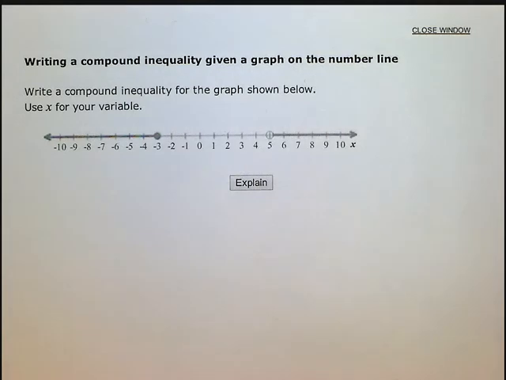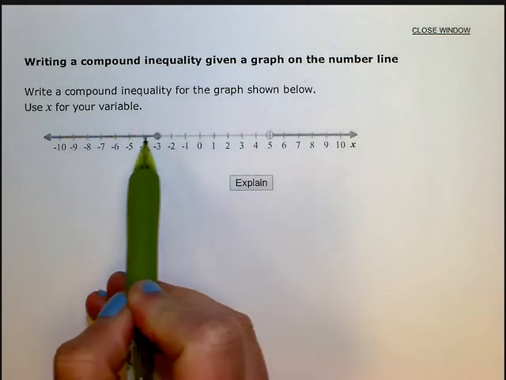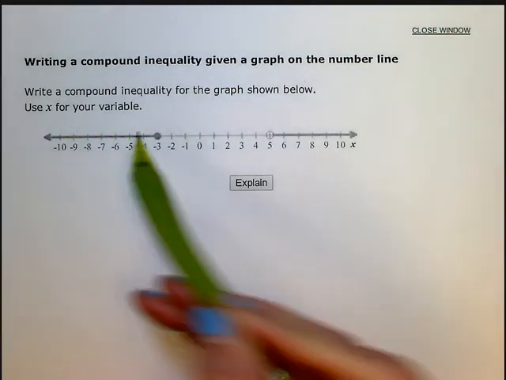Writing a compound inequality given a graph on the number line. Write a compound inequality for the graph shown below. Use x for your variable. Now, based on the way they have this shaded, we see that x can be any of these things over here or any of these things over here.